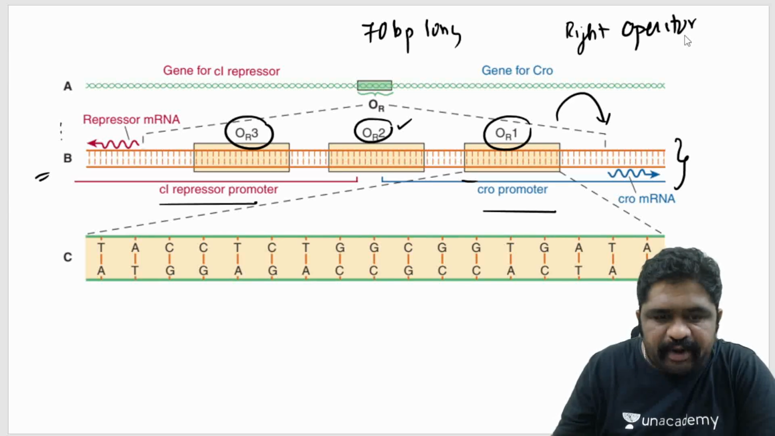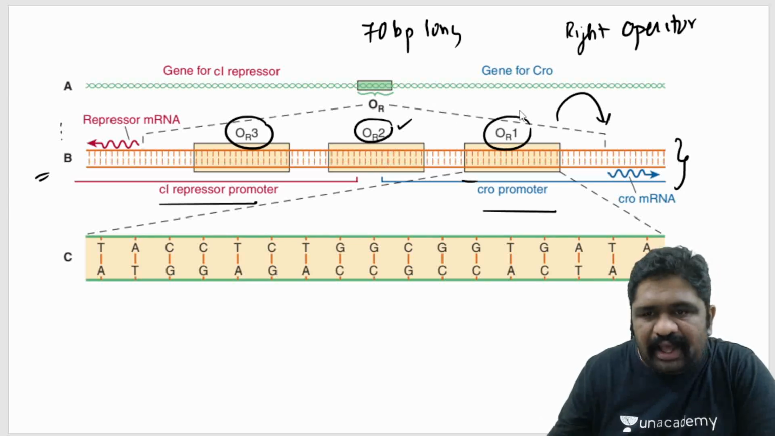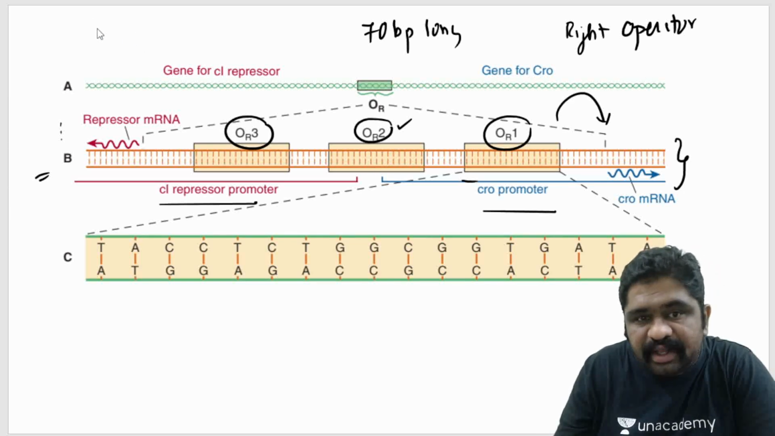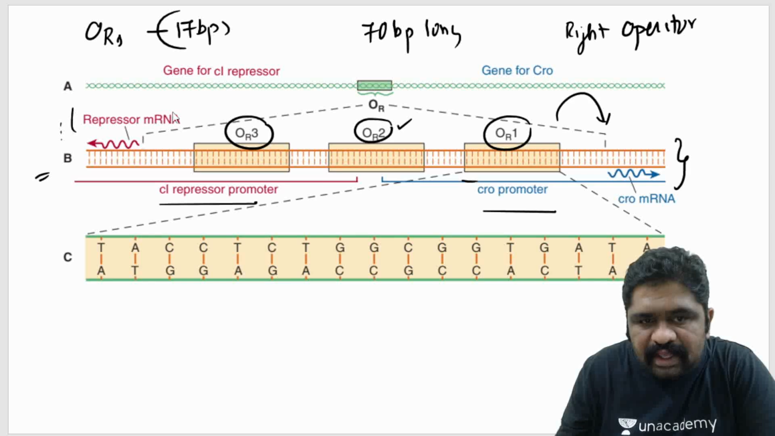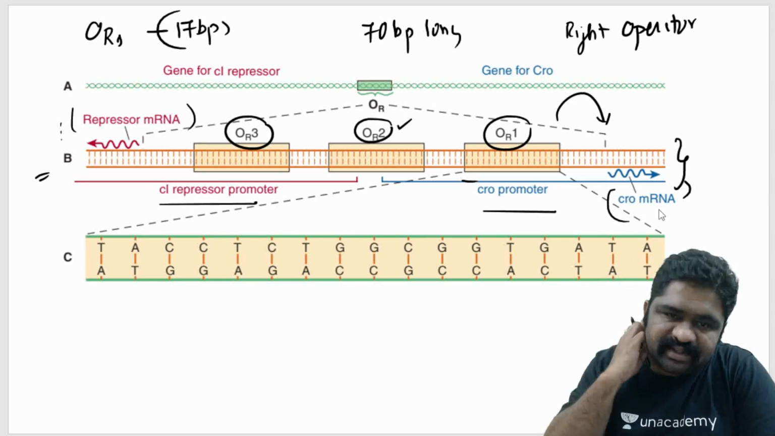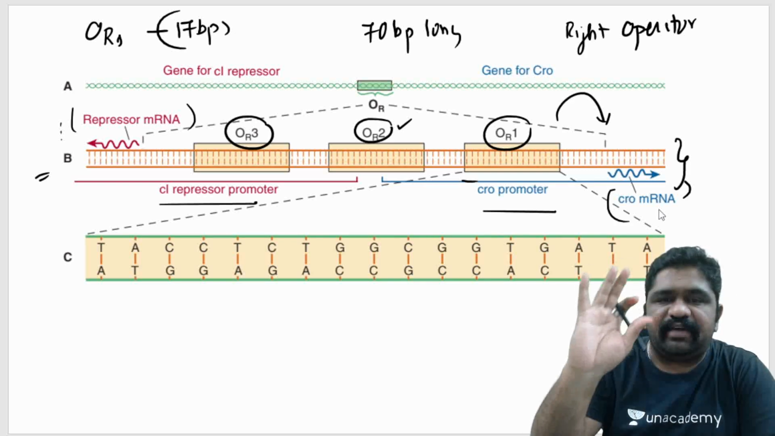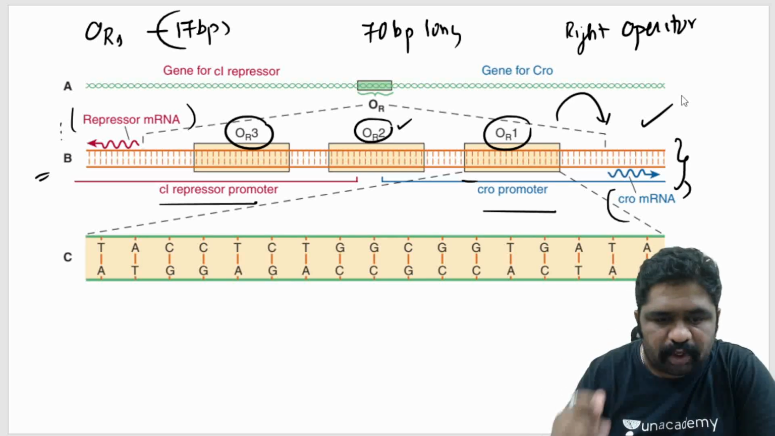Okay, when the operator region is enlarged, I told you we have OR1, OR2 and OR3, and approximately what are the MCQs that can be raised? Each of OR1 to OR3 will be 17 base pairs long, and the remaining areas will be the repressor mRNA and the CRO mRNA. We are seeing whether the repressor mRNA will be activated for transcription or the CRO promoter will be activated for transcription. This is our concern.